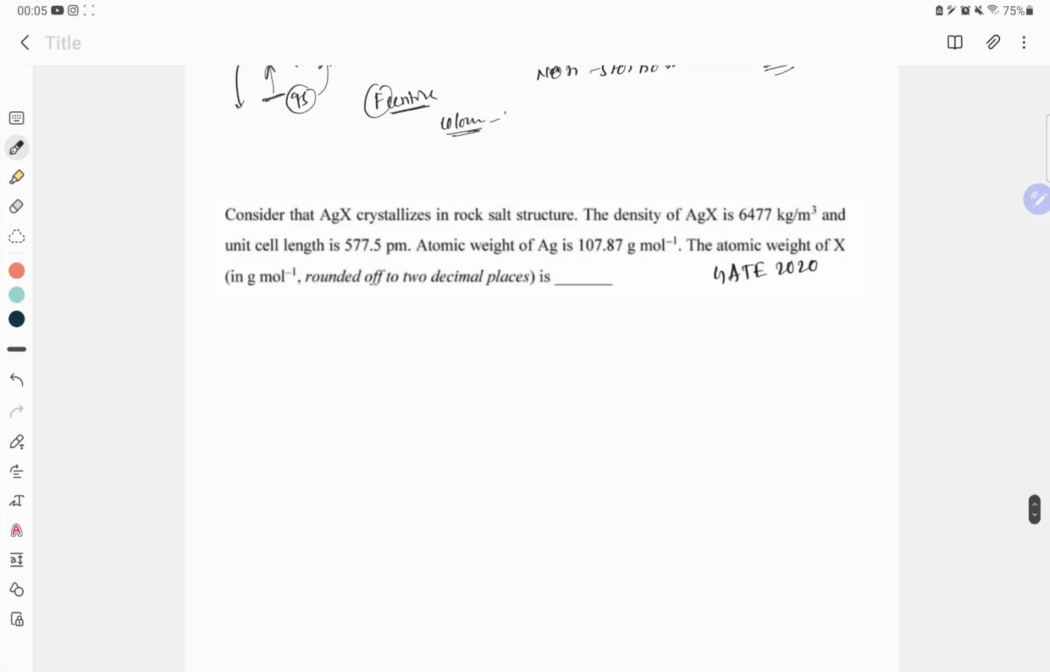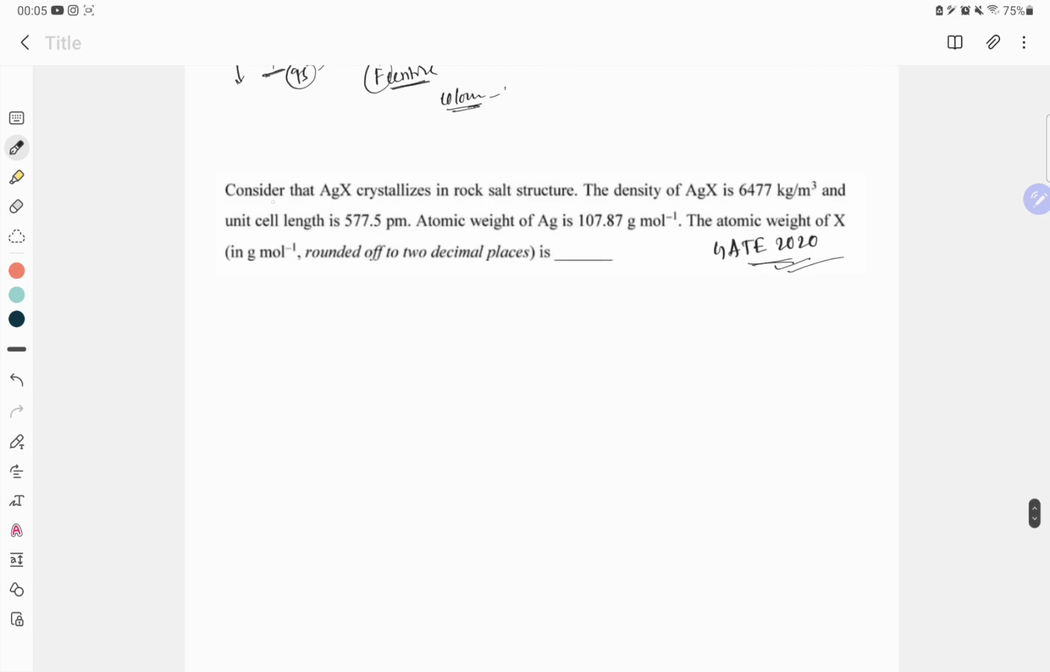Our next question came in GATE 2020, a very recent question and a very basic question also. So what is that? Consider that AgX crystallizes in rock salt structure and the density is 6477 kg per meter cube, and the unit cell length, that is a, is 577.5 picometer, and the atomic weight of Ag is 107.87 gram per mole. Find the atomic weight of X in gram per mole, rounded to 2 decimal places. So we have the density, the unit cell length and the atomic weight of Ag. We have to calculate the atomic weight of X.